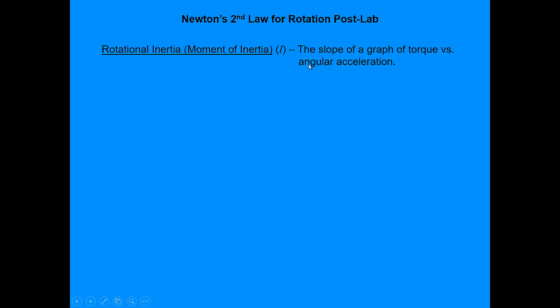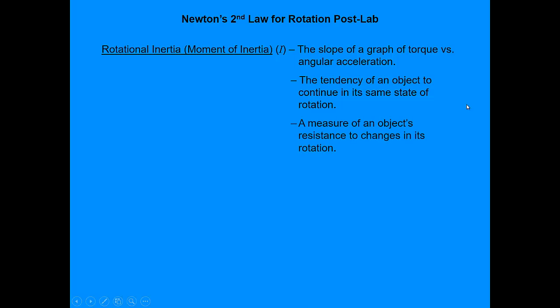Okay, so operationally, the rotational inertia is the slope of the torque versus angular acceleration graph. Right? That's what we're going to call that slope. But more conceptually, it's the tendency of an object to continue in its same state of rotation, the tendency of an object to keep rotating the way it's rotating. We can also look at it as how much it resists changes in its rotation. Right? Objects with a greater rotational inertia will be harder to accelerate. Right? Harder to rotate. And they'll be harder to start and stop as well, if you want to think of it that way.